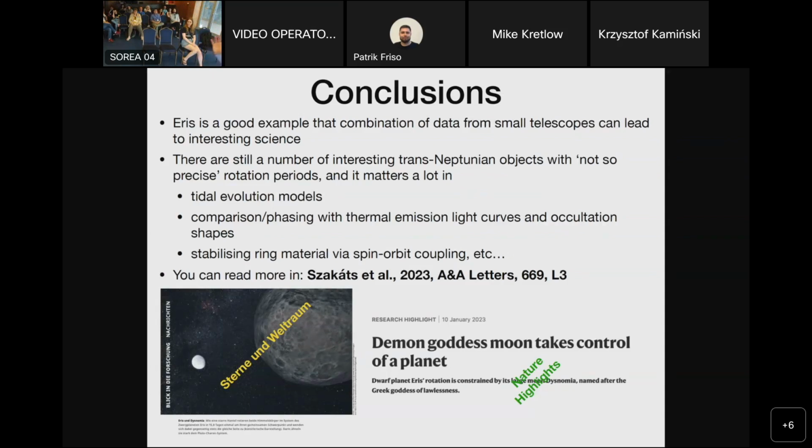So yeah, that was it. You can read more in this paper here. It appeared in Astronomy and Astrophysics Letters. And my German colleague, Thomas Müller, called me and said, hey, you are in Sterne und Weltraum. And this paper was also in Nature Highlights, so maybe we did something interesting. Thank you very much.